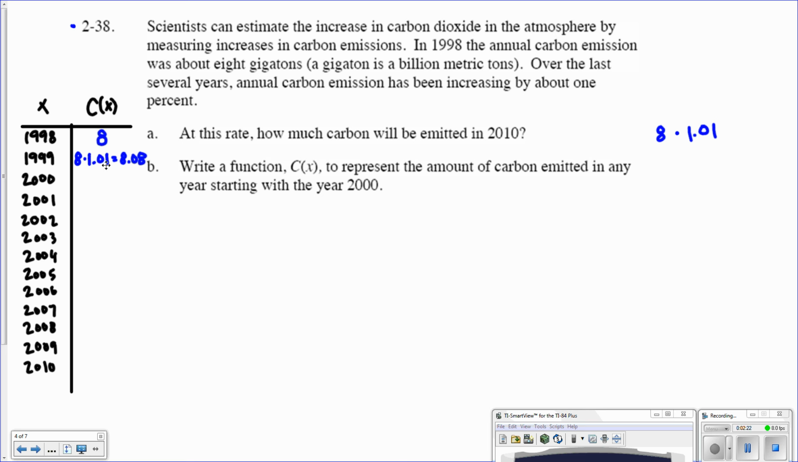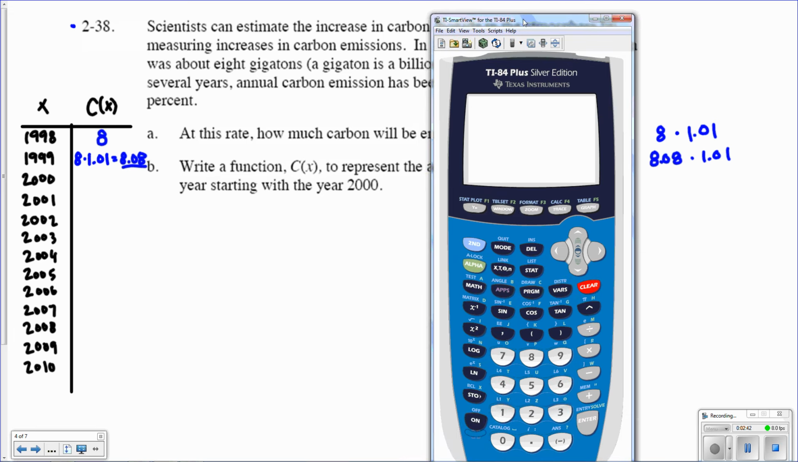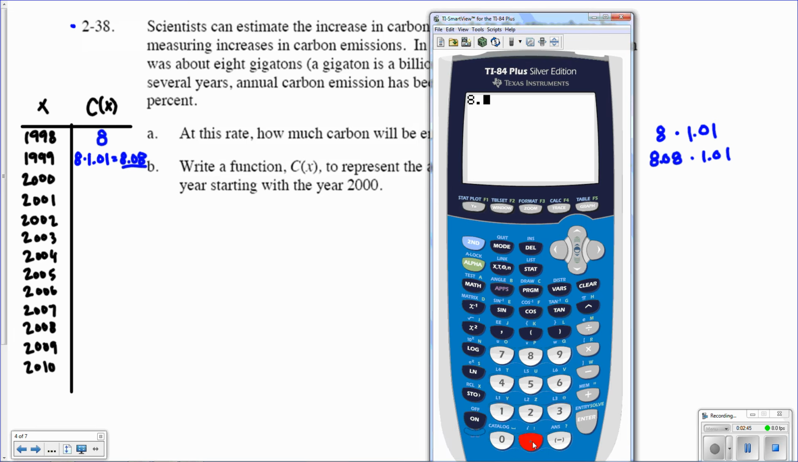Now, to get 1999 into 2000, we have 8.08 gigatons, and that's going to increase by 1%. So now we're going to have to do 8.08 times 1.01 to increase it by 1%. I'll do that on the calculator here. We have 8.08 times 1.01, which is like 101% in decimal form. And you see we get 8.1608 there. So I'm just going to go ahead and round it to the nearest hundredths place.